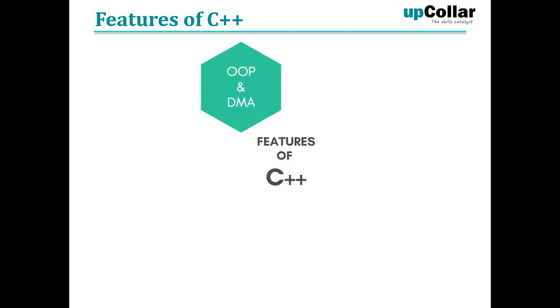OOP and DMA. This is one of the most important features of C++. It employs the use of objects while programming. These objects help you implement real-time problems based on the four pillars of OOPS, that is object-oriented programming: abstraction, encapsulation, polymorphism, and inheritance. Coming to DMA. DMA stands for Dynamic Memory Allocation. It refers to performing memory allocation manually by the programmer, thereby providing flexibility to the programmer.